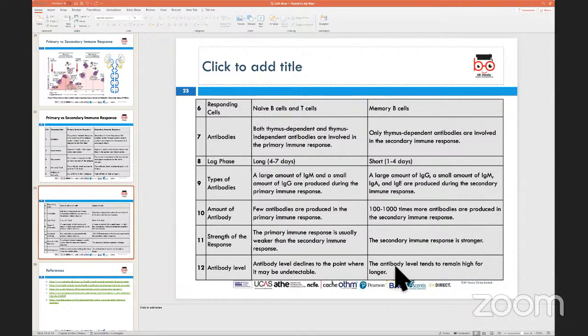So this table would help you go into details of understanding the key differences between the primary and secondary immune response, which the human body produces in response to the infection or the pathogen which is trying to enter and cause infection. Is that okay? Any questions on this so far?